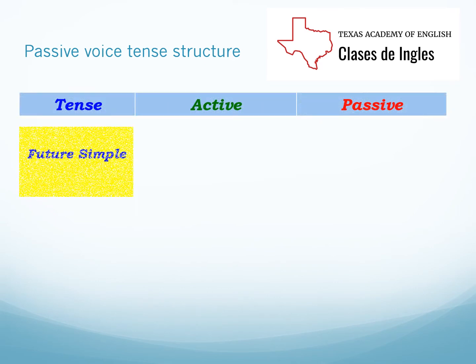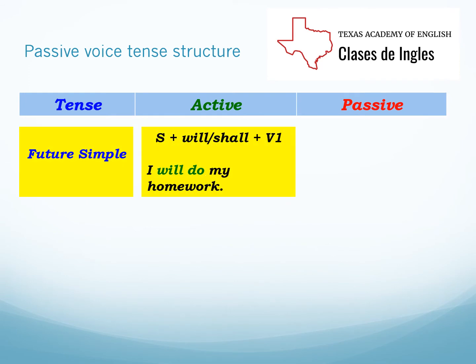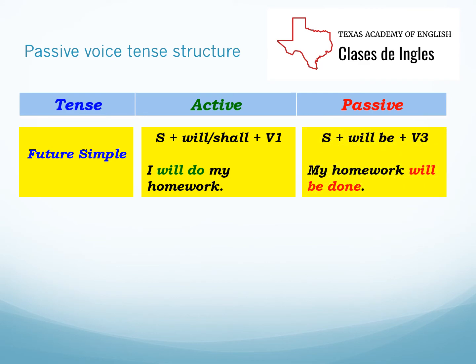So in the future tense, we use the subject plus will or shall plus the base form of the verb. I will do my homework. That's the active voice. In the passive voice, subject plus will be plus the past participle. So my homework will be done.